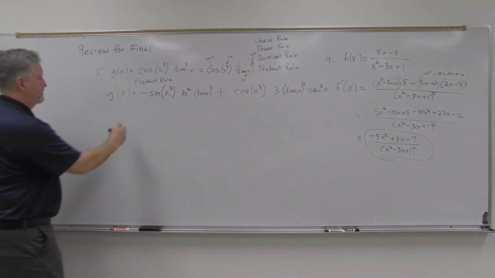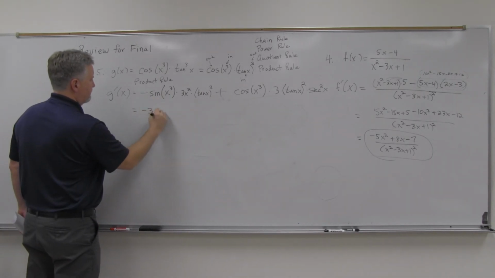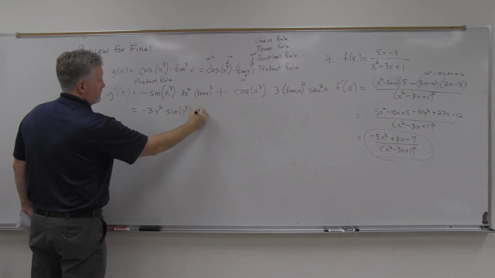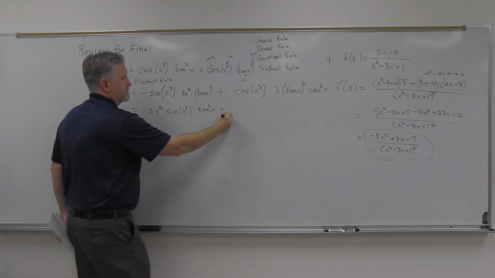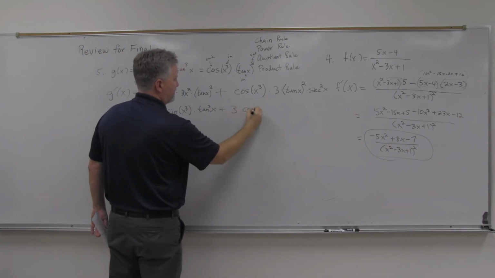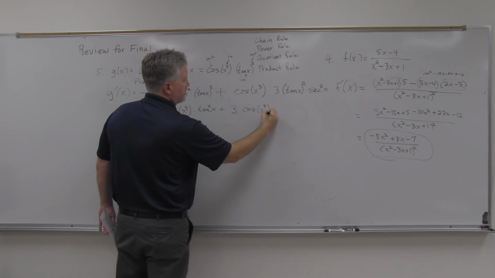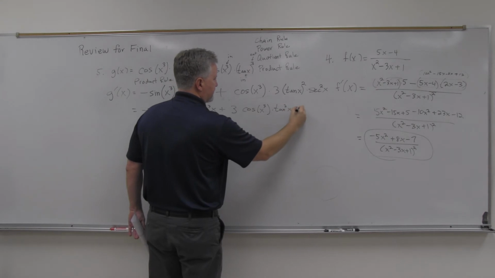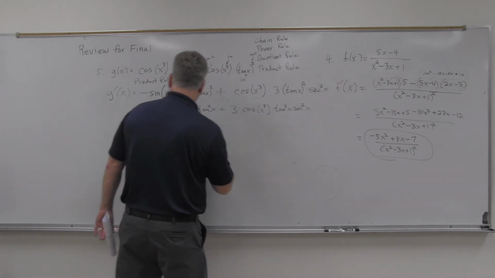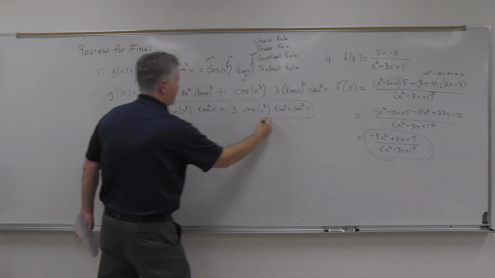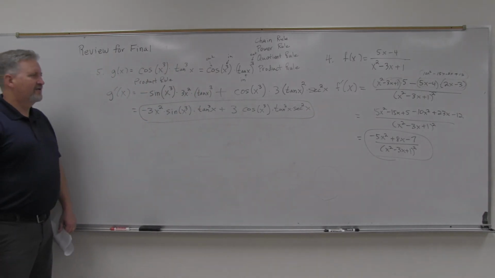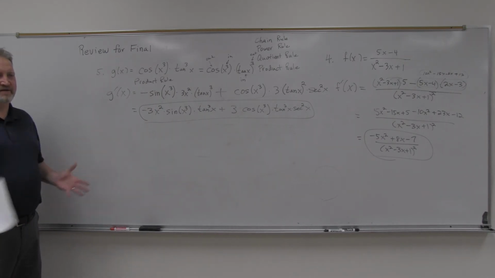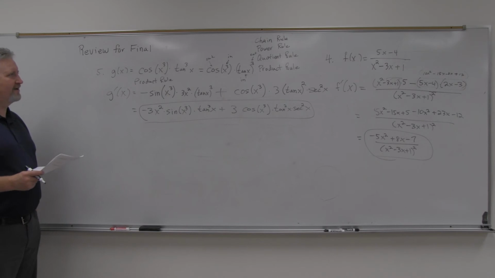And then let's just clean it up a little bit. Let's write that negative 3x squared times sine x cubed, and let's go ahead and rewrite that as tangent cubed x. Here, I've got a 3 cosine of x cubed times tangent squared x, secant squared x. So yeah, that one little function actually turned into quite the derivative there, but that's just the way products work. They expand quite a bit. Is that all right?